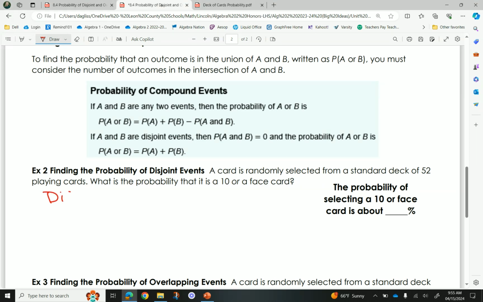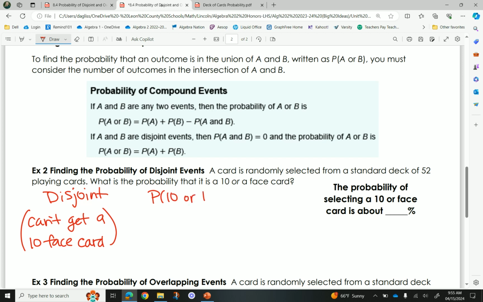So this one will be disjoint because we can't get a 10 face card. It does not exist. So that means to figure out if I'm going to get a 10 or a face card, I can just add up the probability of picking a 10 with the probability of getting a face card.